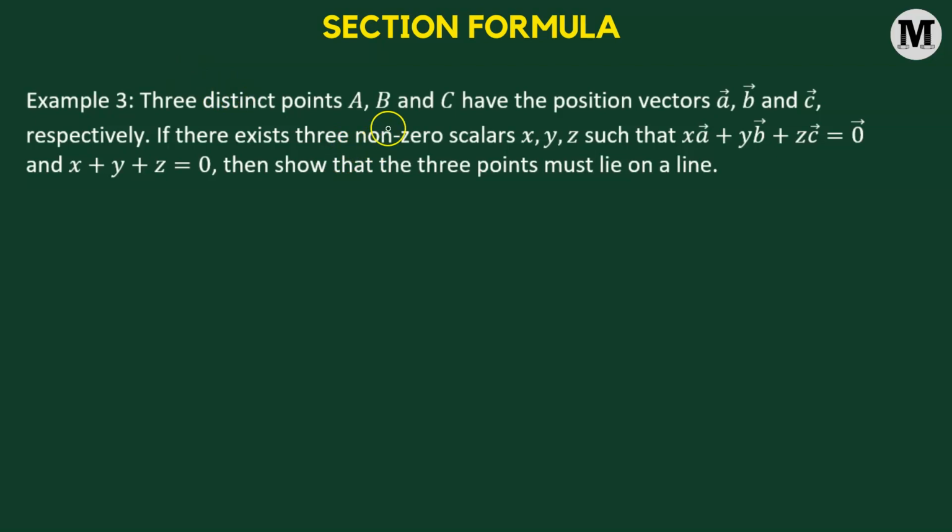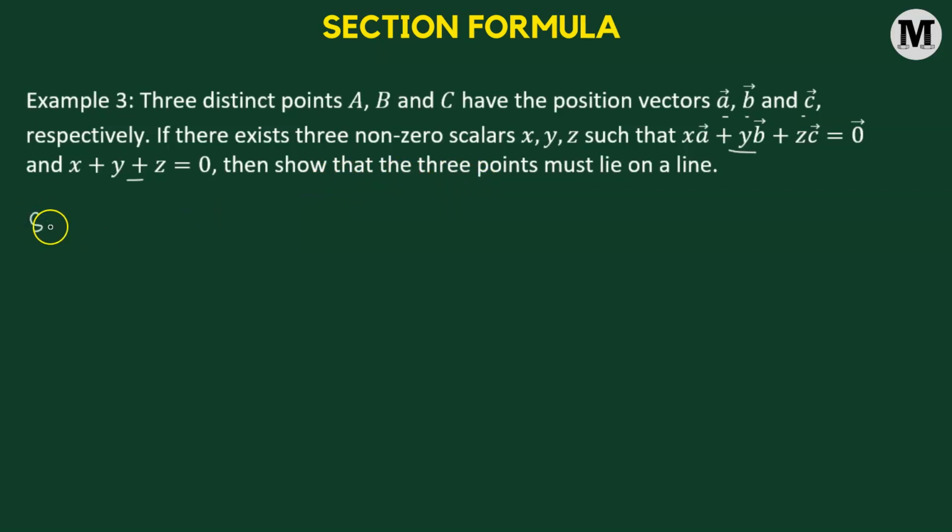Now we have three distinct points A, B, and C, and each of these 3 points has the position vectors given by A vector, B vector, and C vector respectively. There exist 3 non-zero scalars x, y, and z such that x times A vector plus y times B vector plus z times C vector adds up to give us the 0 vector. Also, if we sum up these non-zero scalars, that sums up to give us the value 0. We need to show that the 3 points must lie on a line. That means if these two criteria are met, then the 3 points are collinear.